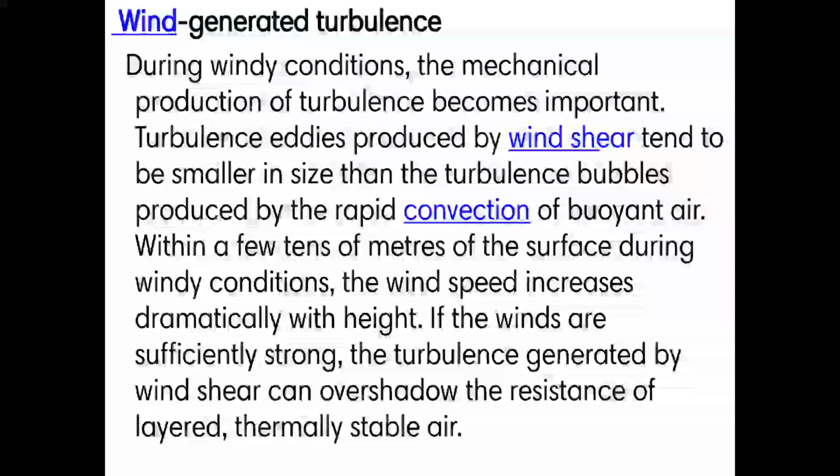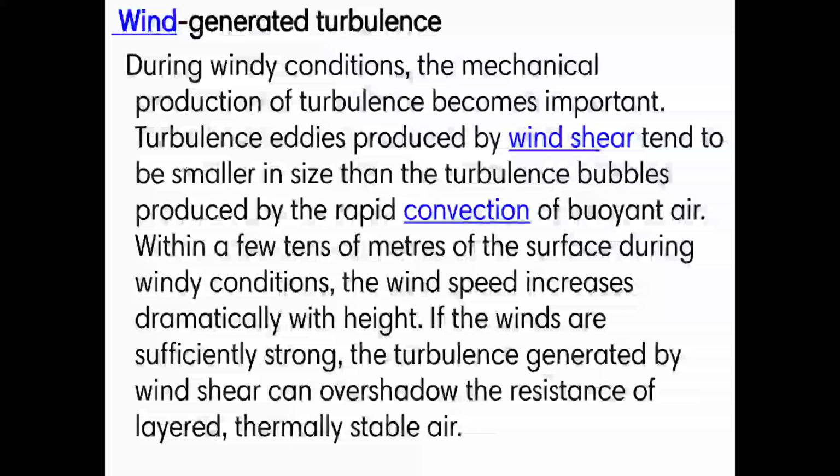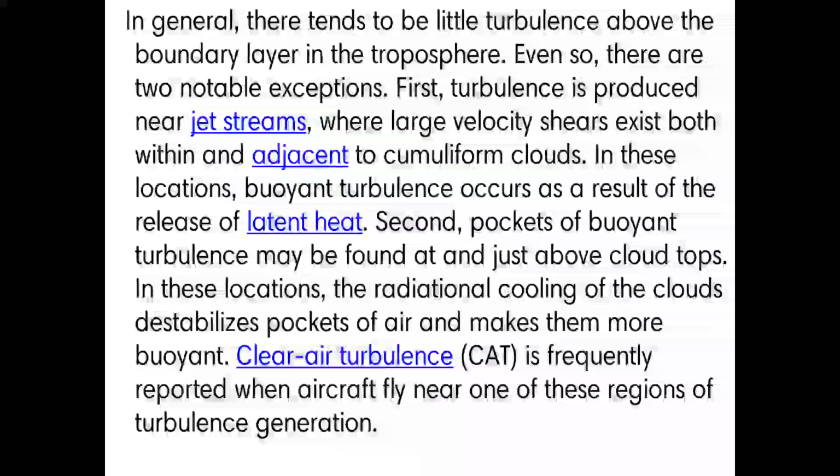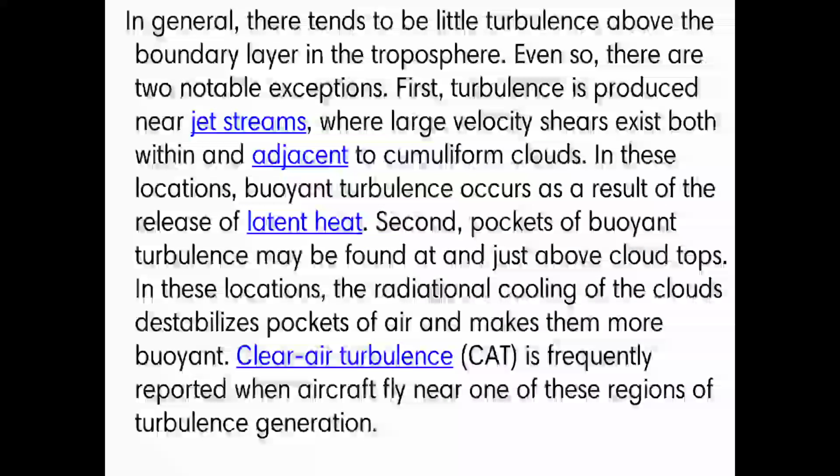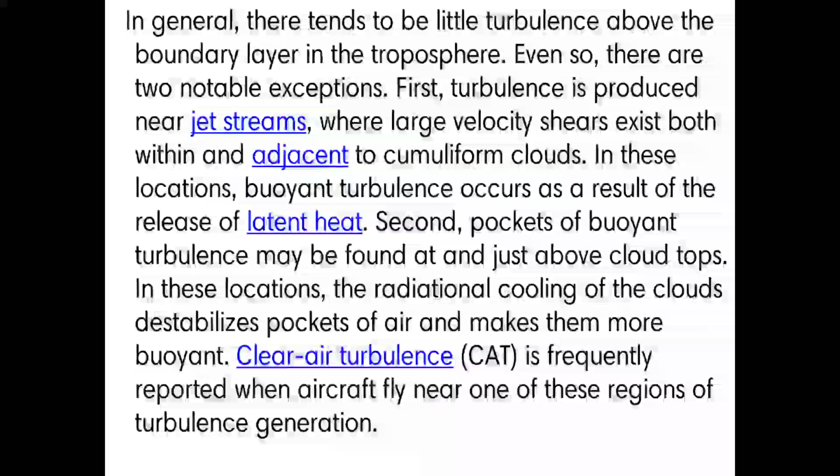Turbulence eddies produced by wind shear tend to be smaller in size than the turbulence bubbles produced by the rapid convection of buoyant air. Within a few tens of meters of the surface during windy conditions, the wind speed increases dramatically with height. If the winds are sufficiently strong, the turbulence generated by wind shear can overshadow the resistance of layered thermally stable air. In general, there tends to be little turbulence above the boundary layer in the troposphere.